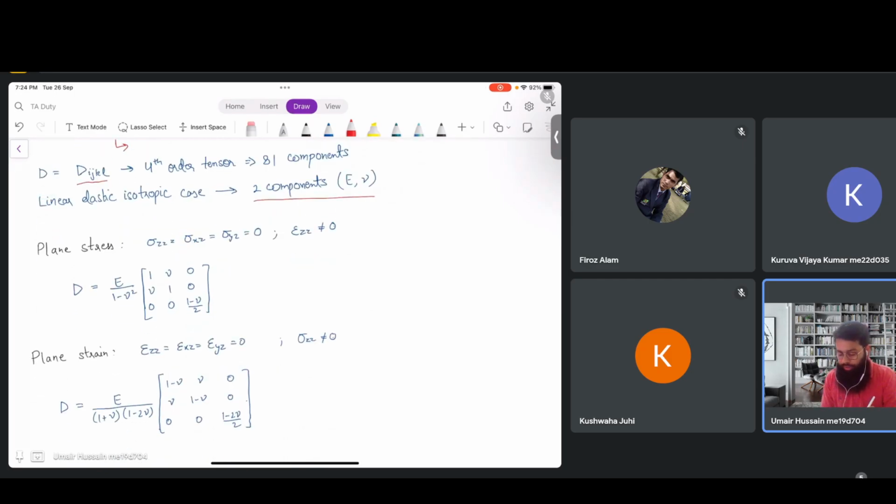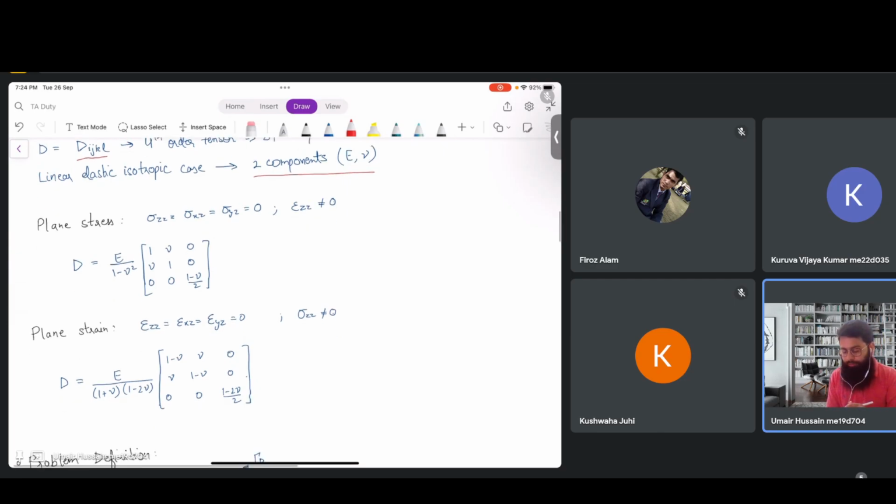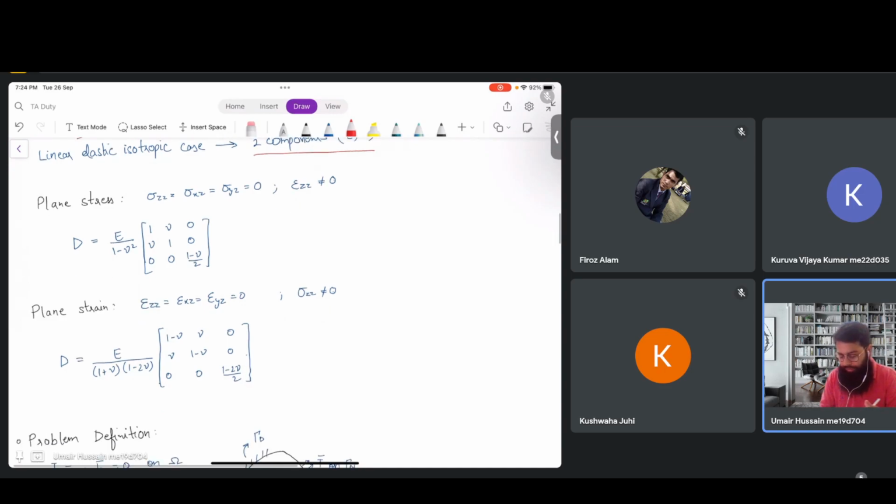And there's another assumption called plane strain, where the strains in the z direction are assumed to be zero, and that is possible for a domain which has infinitely long thickness. And mind it that for plane stress, the strain in the z direction would not necessarily be zero, and for plane strain, the stress in the z direction would not necessarily be zero. And so D here is defined by this formula.